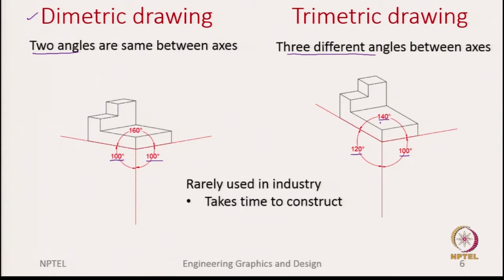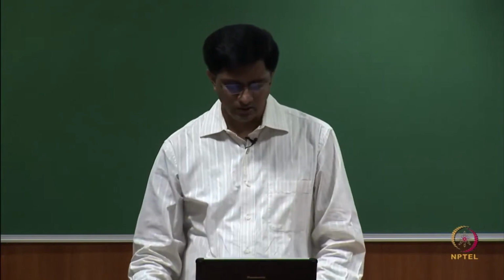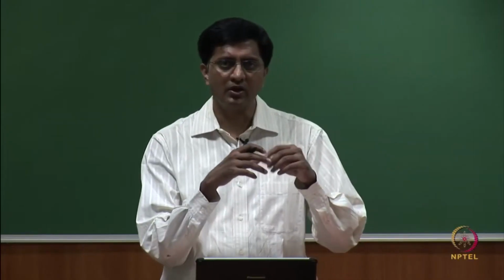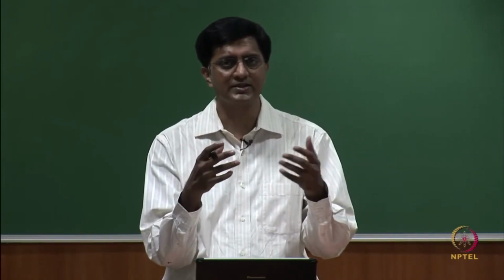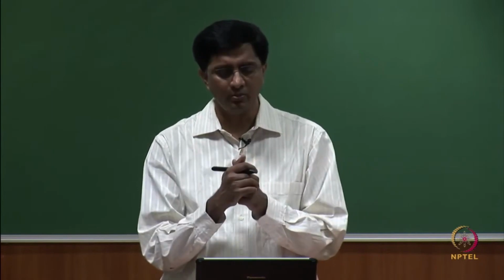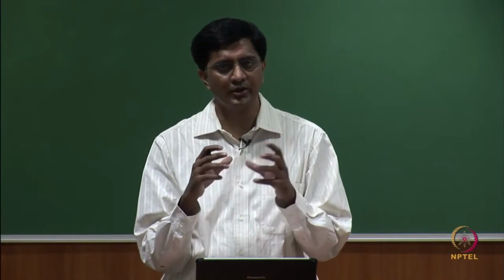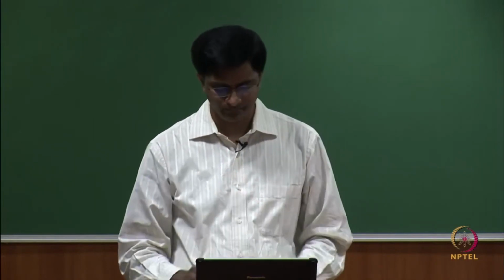The point to make is that isometric drawings are very common, but dimetric and trimetric are very rarely used, because essentially they take much time to construct. Isometric is easy because all three sides have equal proportions, or the scaling is the same. So, it is easy to draw, but here, since you are distorting or changing the angles, you need to take care of it and it becomes a little more tedious.